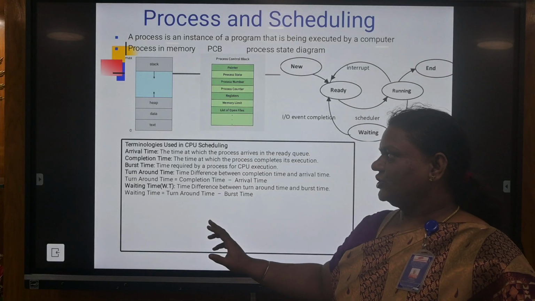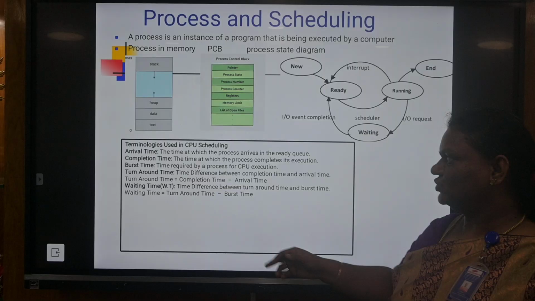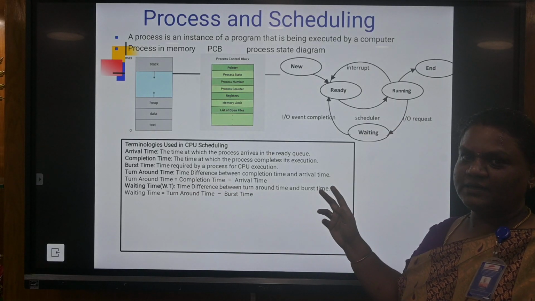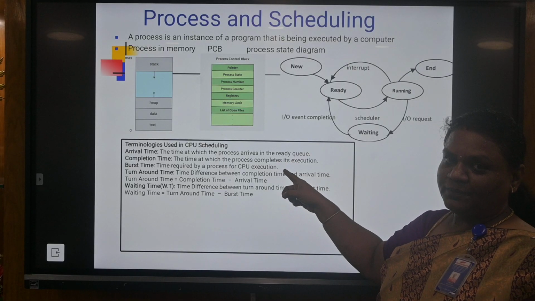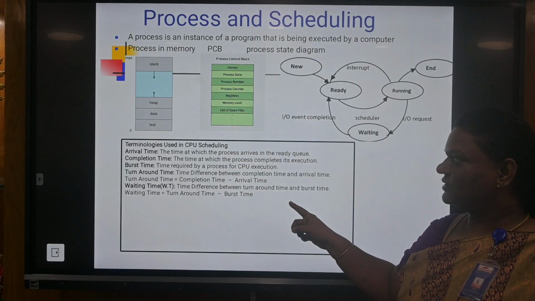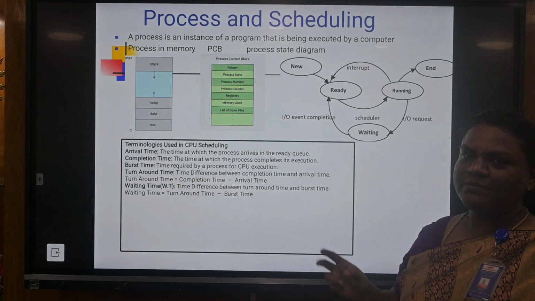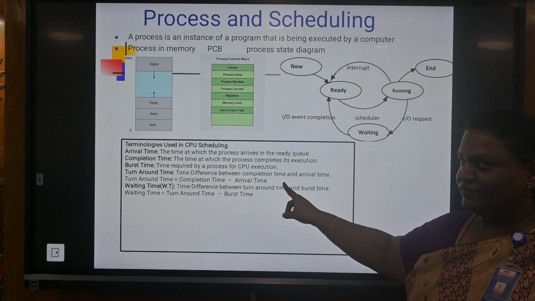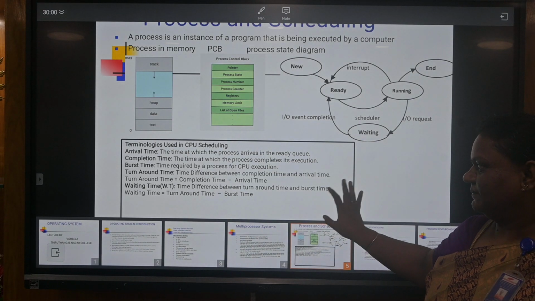Terminology used in CPU scheduling. Arrival time mentions when the process arrives into the ready queue. Completion time is the time when the process completes its execution. Burst time is the time required by a process for CPU execution. Turnaround time is the time difference between the completion time and the arrival time. Waiting time is turnaround time minus burst time.